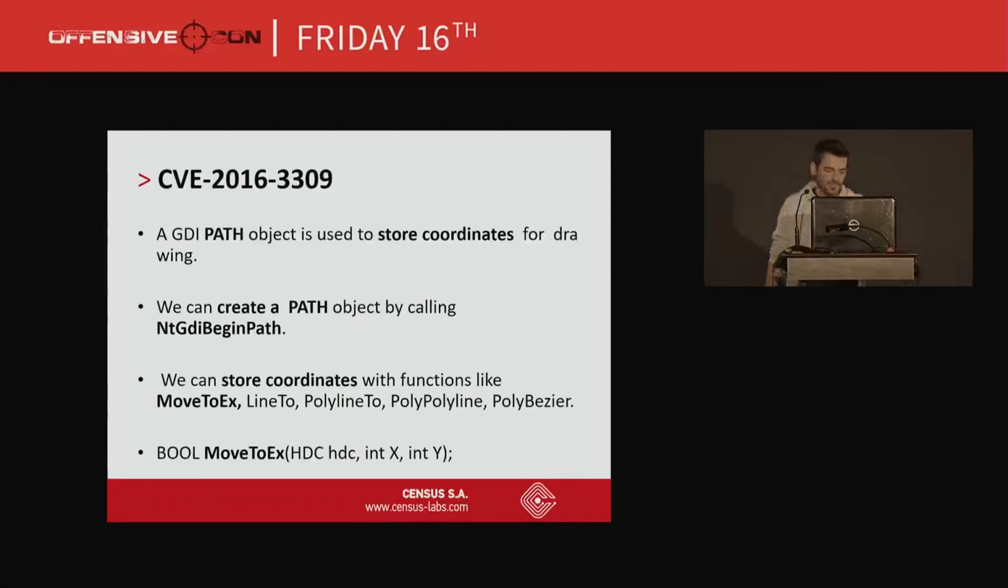So let's see a few things that you need to know in order to understand the bug. A GDI path object is used to store coordinates for drawing. We can create a path object by calling the system call NtGdiBeginPath. And we can store coordinates to that object by calling functions like MoveToEx, LineTo, PolyLine2, etc. And here's the definition of MoveToEx. It takes 3 arguments. The first one is a handle to the device context, and the other two, the x and the y, are actually a coordinate.